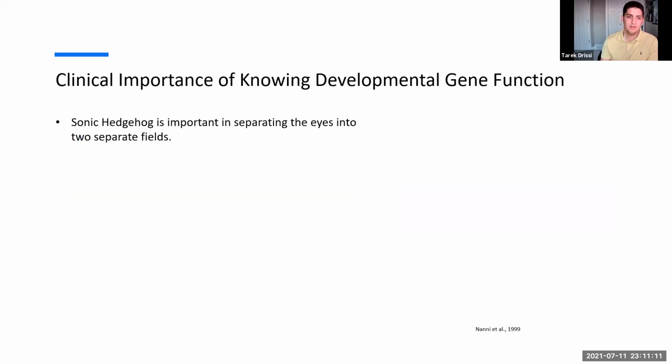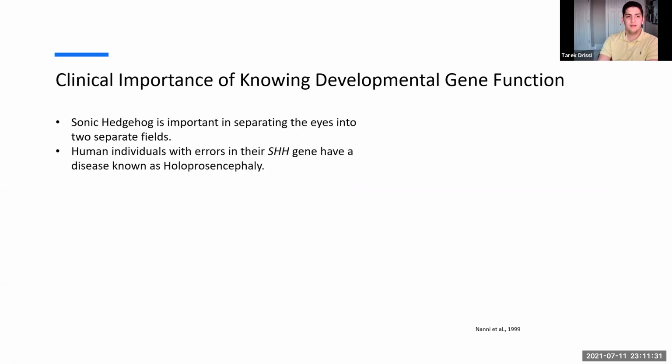So this is my last slide. Just connecting Sonic Hedgehog to the clinical importance of knowing developmental gene function. So, as I mentioned, Sonic Hedgehog is important in separating the eyes into two separate fields. It makes one eye go into two. If Sonic Hedgehog doesn't work, you get cyclopia, so one eye. Human individuals with errors in Sonic Hedgehog gene have a disease known as holoprosencephaly or cyclopia.